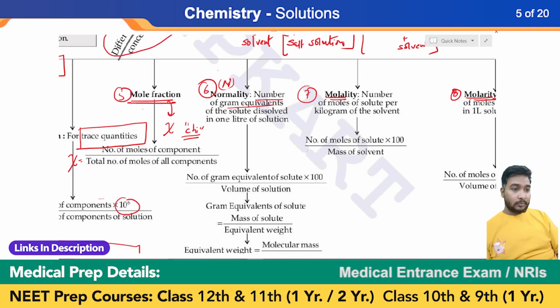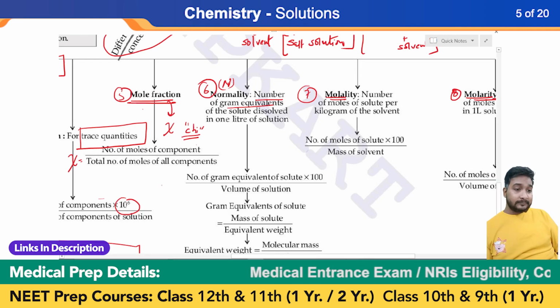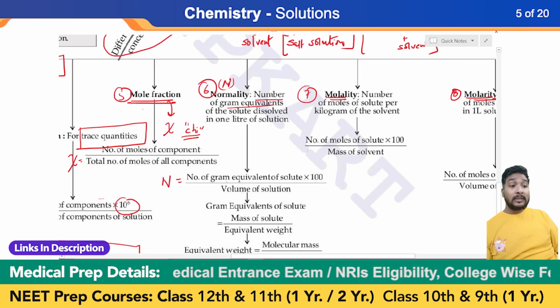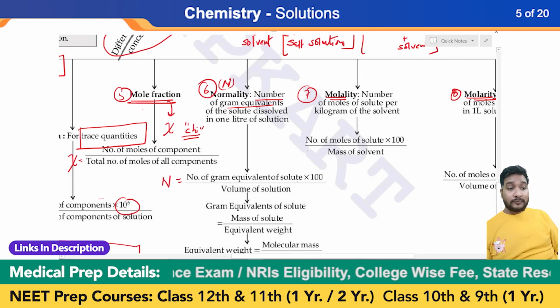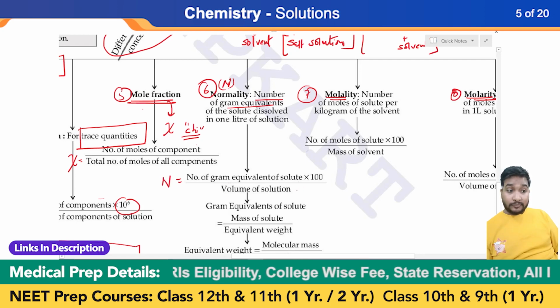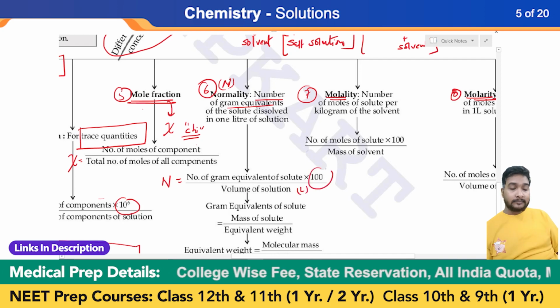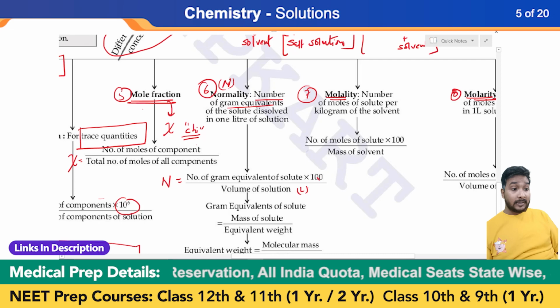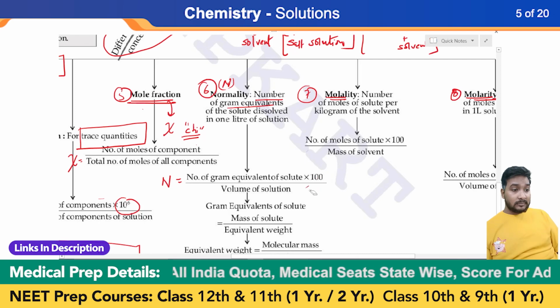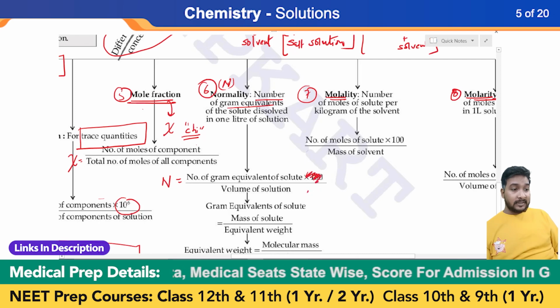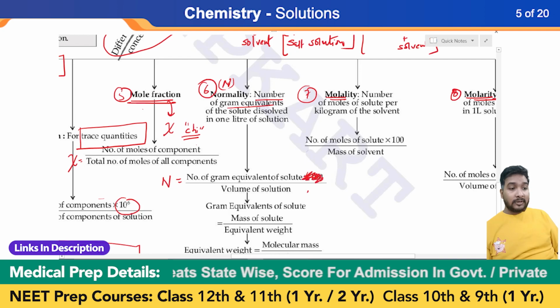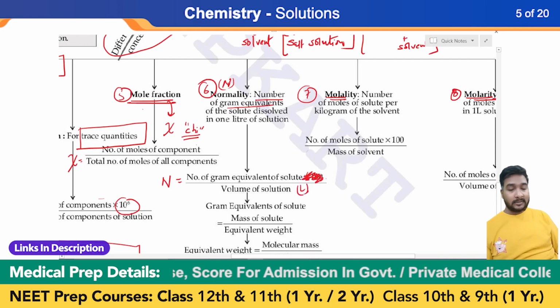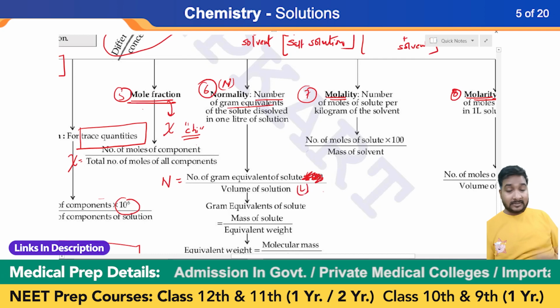That's it. Now the formula is capital N equals number of gram equivalents of solute upon volume of solution in liters, into 100, sorry, not 100, this is a mistake. Number of gram equivalents of solute upon volume of solution in liters, that's it. The 100 is absent here, it's a misprint.